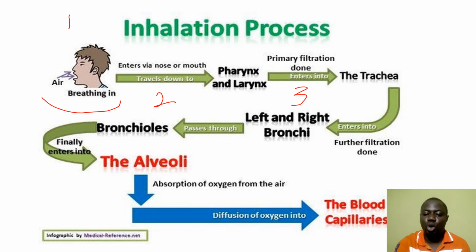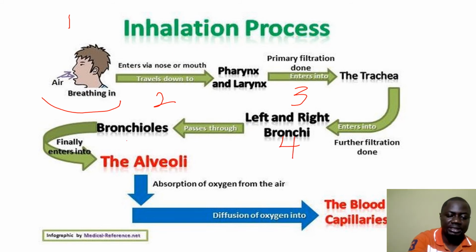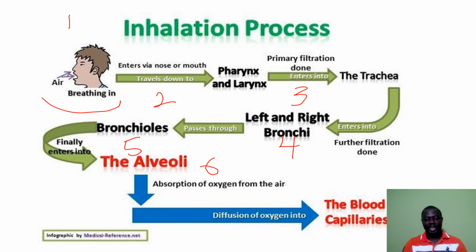Then from the trachea it goes to the left and the right bronchi. Take a look at your diagram once again and you find the bronchi. It goes to the bronchi, to the bronchioles, and to the alveoli. You see the process? The bronchi is the next stage, then the bronchiole is the other, then the alveoli is the last. So remember the process. From the nose or the mouth to the pharynx and the larynx, then to the trachea, then to the bronchi, to the bronchioles, and then the alveoli. Then in the alveoli, the oxygen is diffused into the blood capillaries where they are needed the most.